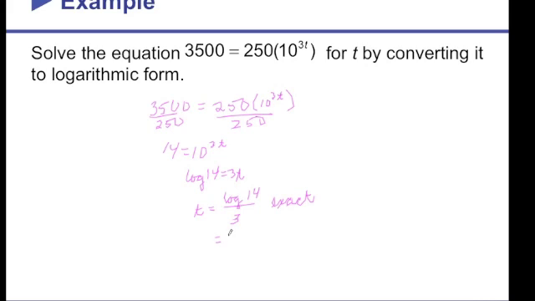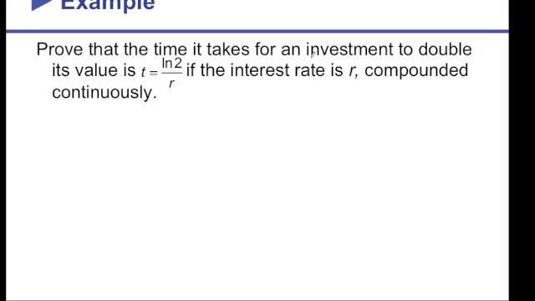Using the calculator, I find out it is 0.3820 to 4 decimal places, which is fairly standard using logarithms. Prove the time it takes an investment to double its value is t equals ln of 2 divided by r if the interest rate is r compounded continuously.